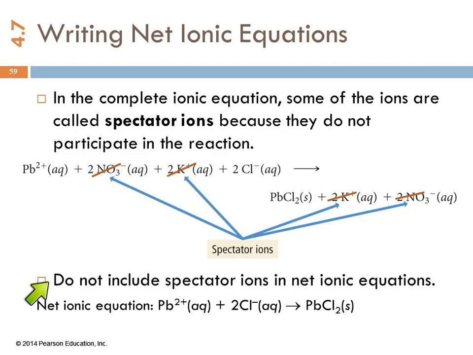So we don't include the spectator ions in the net ionic equation. We just write what's left. And so this tells us what actually happened. Lead 2 ions and chloride ions got together and formed a solid. Did the potassium have to be there for that to happen? No. Could have been sodium. The reaction would have proceeded exactly the same way.